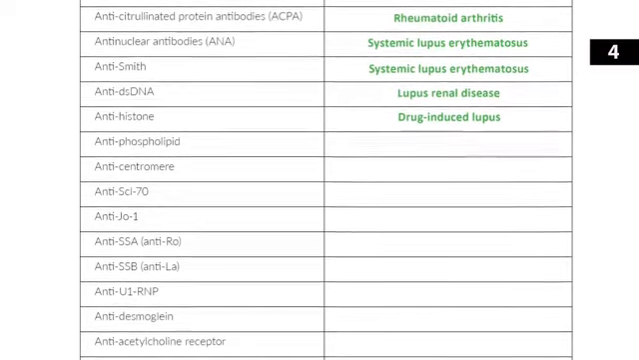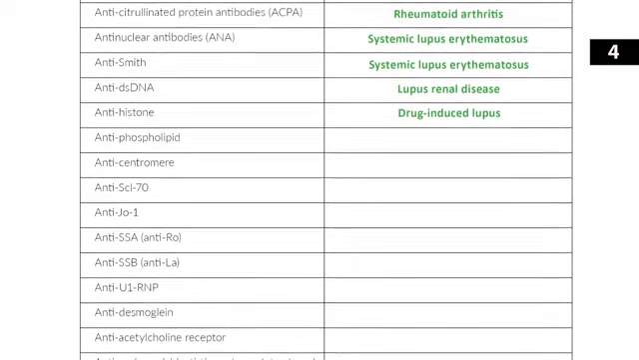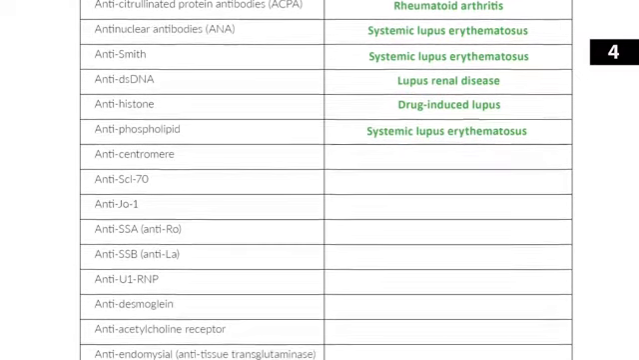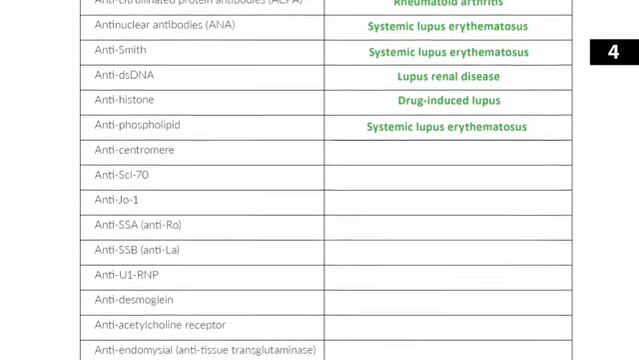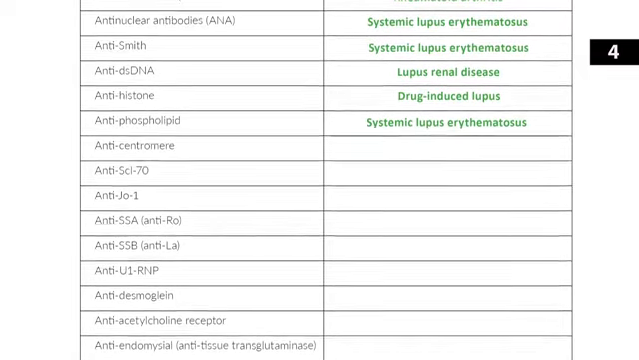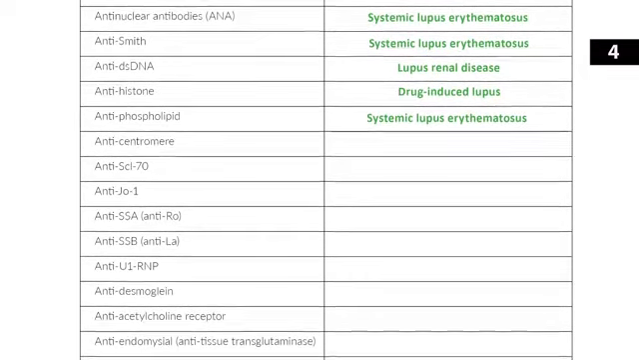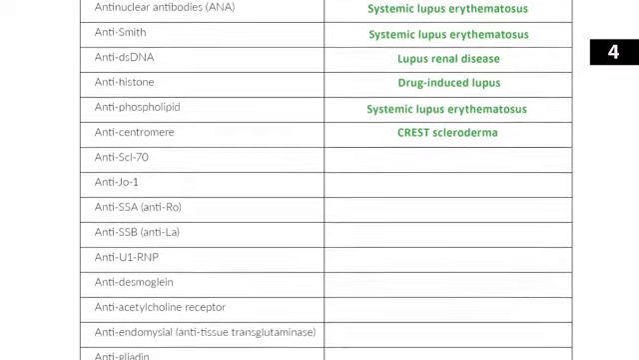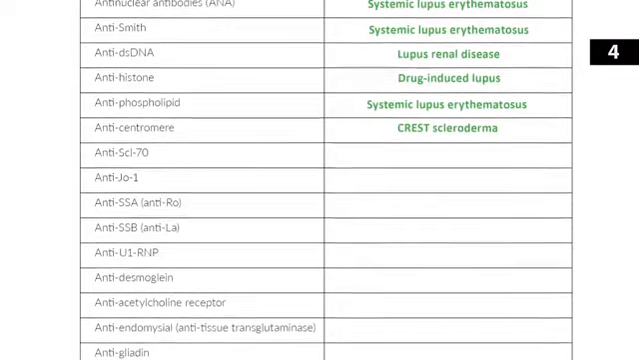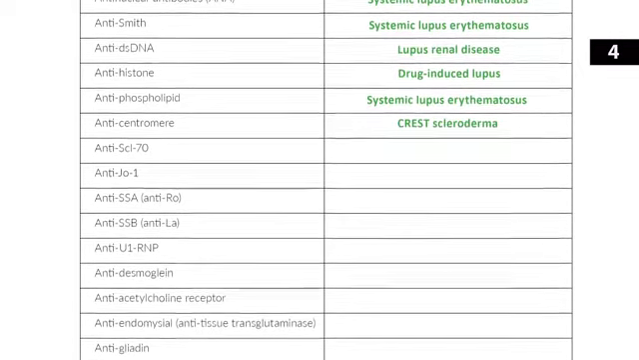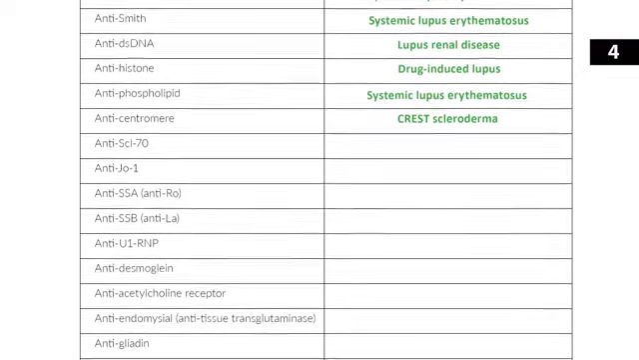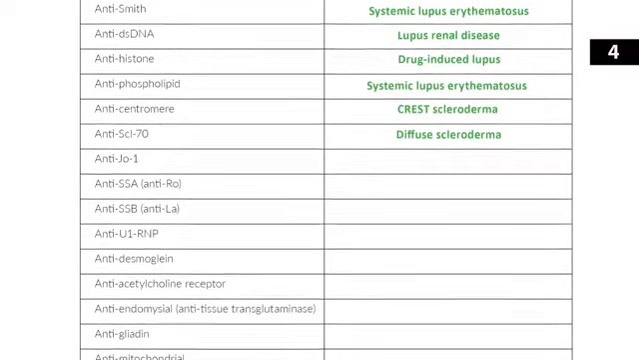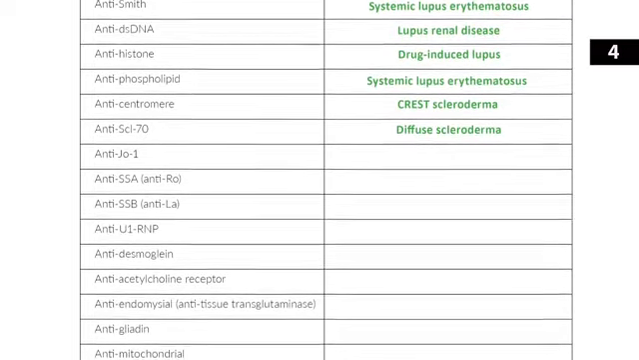Anticardiolipin antibodies and antiphospholipid antibodies are both associated primarily with lupus, especially patients with hypercoagulability and thrombus. We'll come back to that in a moment. Anti-centromere antibodies are seen in CREST scleroderma. So the C in centromere, C for CREST scleroderma. Anti-Scl-70 is pretty easy. That's because Scl stands for scleroderma, diffuse scleroderma. The other name for this is anti-DNA topoisomerase.